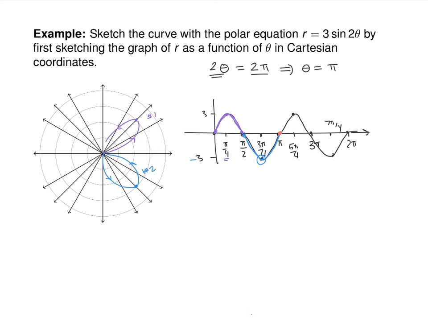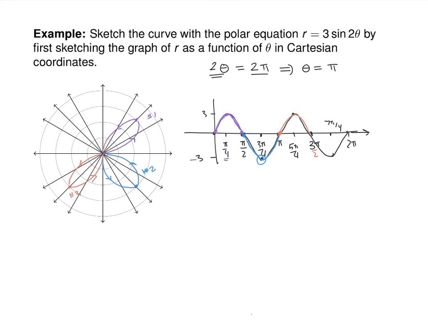Now from pi to 3 pi halves, by 5 pi quarters, we're at a radius of 3. So 1, 2, 3, and the radius has just been increasing that whole time, and then it goes back down to 0. So starts there, goes there, that's the third petal that's traced.